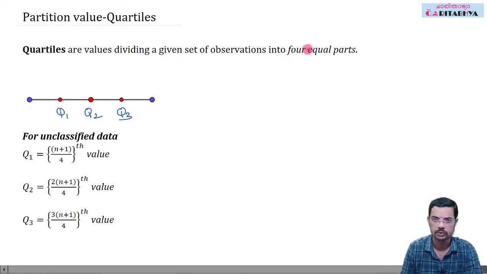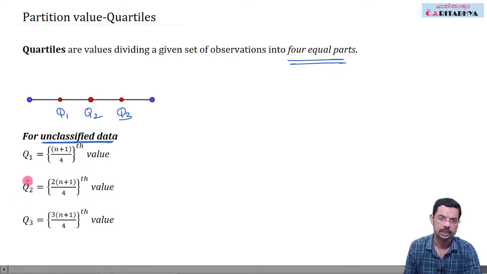We use the quartiles to divide it into 4 equal parts. Okay, that is what we discussed just now. Now, to find the first quartile for unclassified data, the formula given is the (n plus 1) by 4th value. First quartile is the (n plus 1) by 4th value.